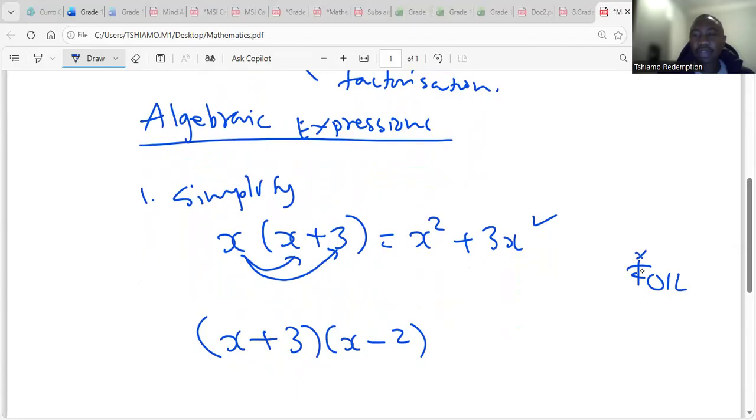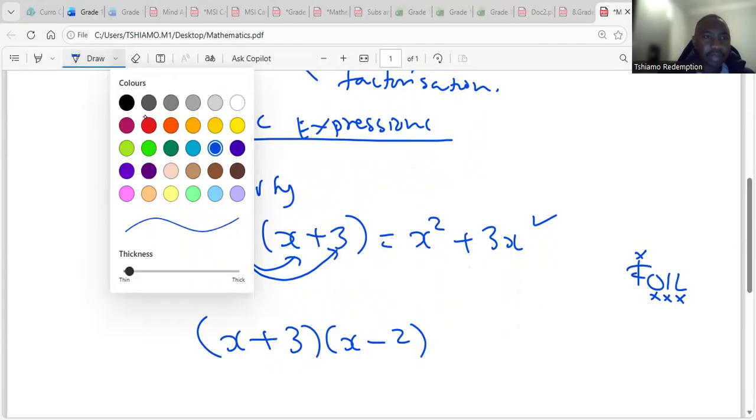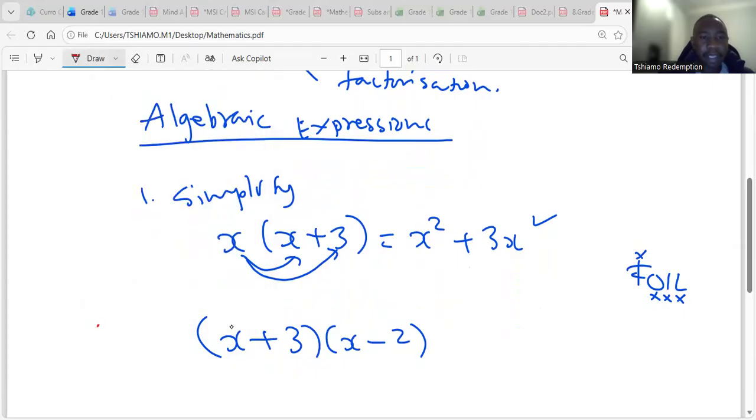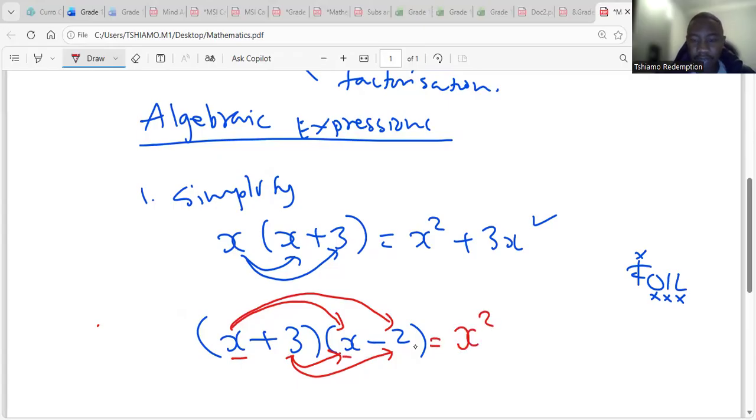You multiply the first one, the outer one, the inner one, and the last one. So basically, let me use a different pen. You multiply this and this, and then you multiply again the second bracket with the second term. So let's start with the first one. What is x multiplied by x? It's going to be x squared.